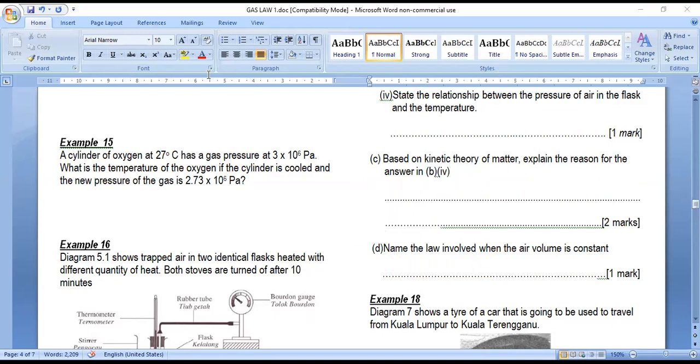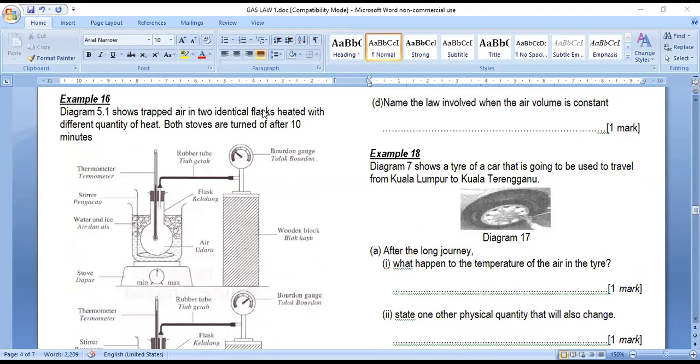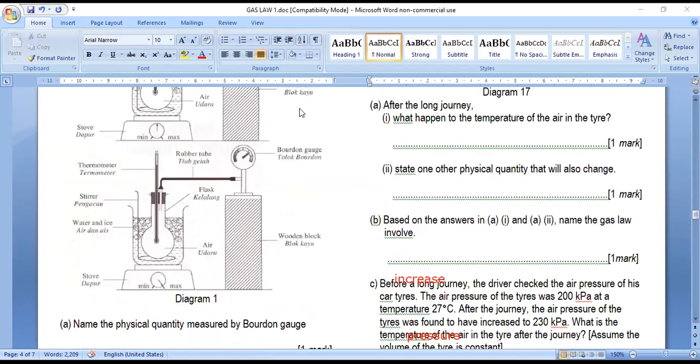Now, one more example. Diagram 7 shows a tire of a car that's going to be used to travel from KL to Kuala Terengganu. After the long journey, what happened to the temperature of the air in the tire? It will increase. State other physical quantity that will also increase, the pressure. So name the gas law involved. Same, the Sex law.